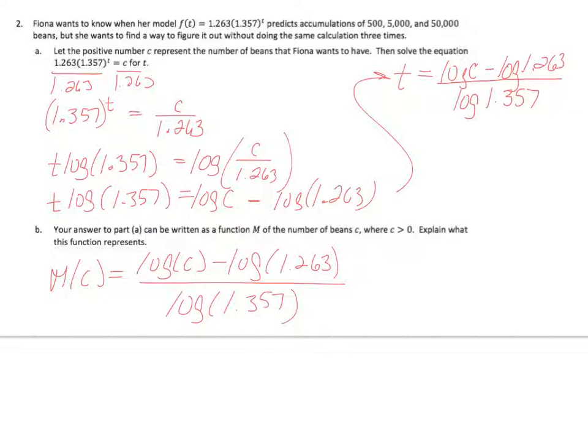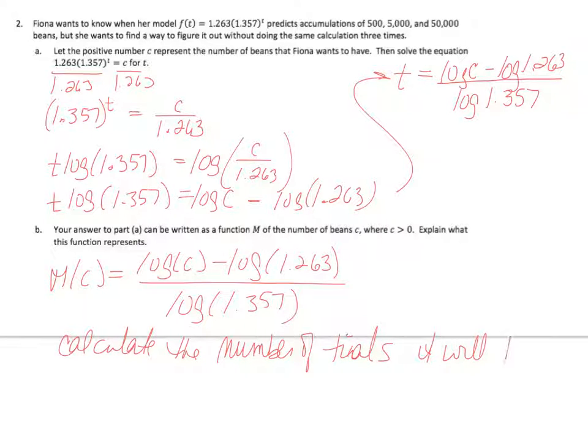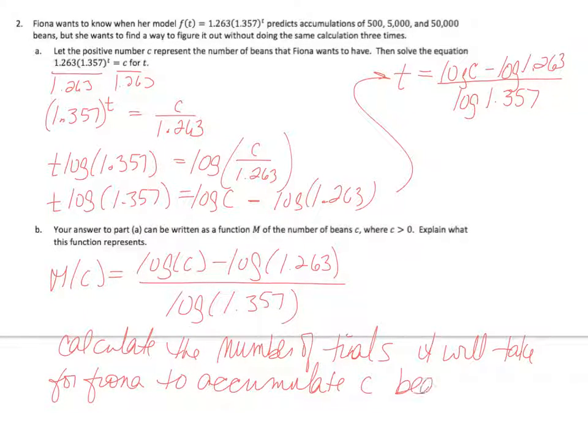So according to this model, we're going to calculate the number of trials it'll take for Fiona to accumulate C beans. So this model allows us to calculate the number of trials, T, it will take for Fiona to accumulate a number of C beans, or in our case, buttons.